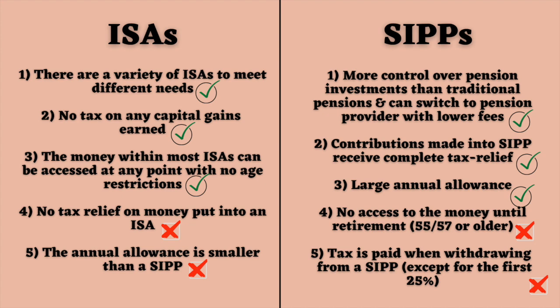However, you are not able to access the money until retirement age, and you do pay tax when you withdraw money from a SIPP, except for the first 25%. So as you can see, there are pros and cons to both types of accounts, and this is why I think to get the best out of both, you should consider having both a SIPP and an ISA.